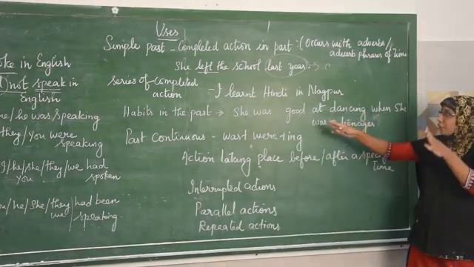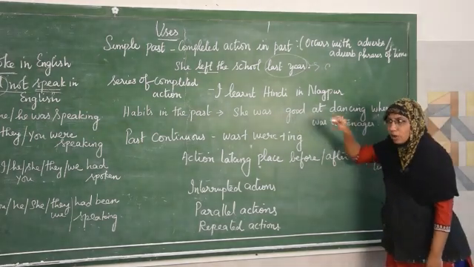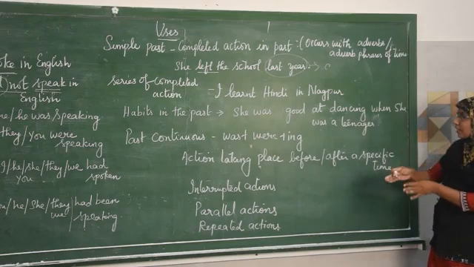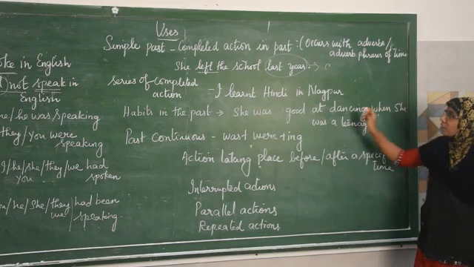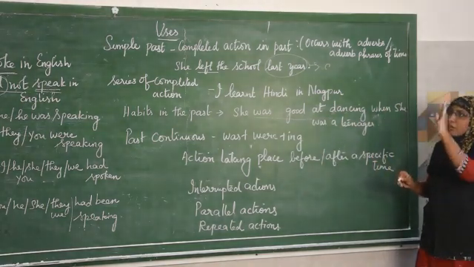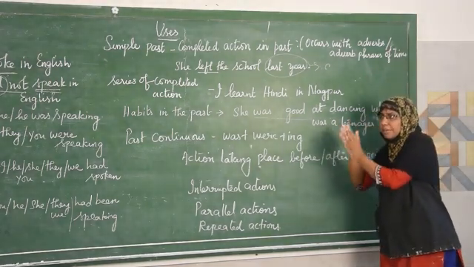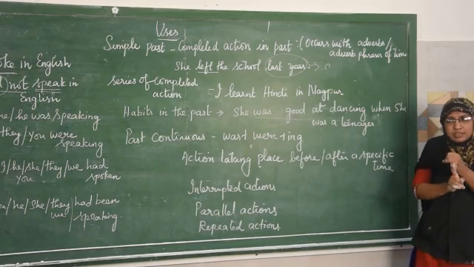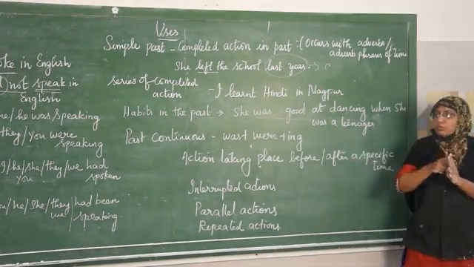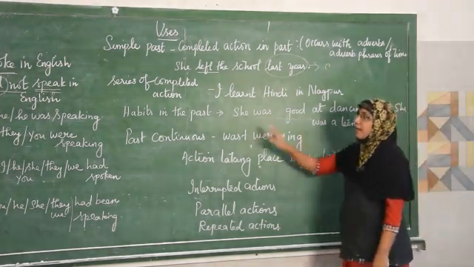For example, she was good at dancing when she was a teenager. So the habits: now she cannot dance well, as she was good at dancing when she was young. Clear? When she was a teenager. So here it refers to the habits that occurred in the past. So what are the three usages of simple past? In one word, it refers to the completed action in the past. Sometimes the time will be mentioned, sometimes the time will not be mentioned. Sometimes it is used to refer to the habits in the past. Clear? Now the next one is past continuous.